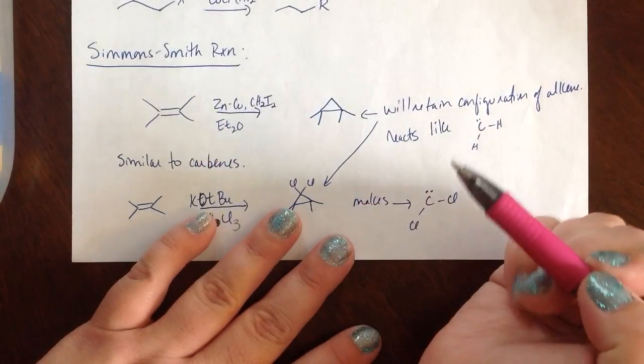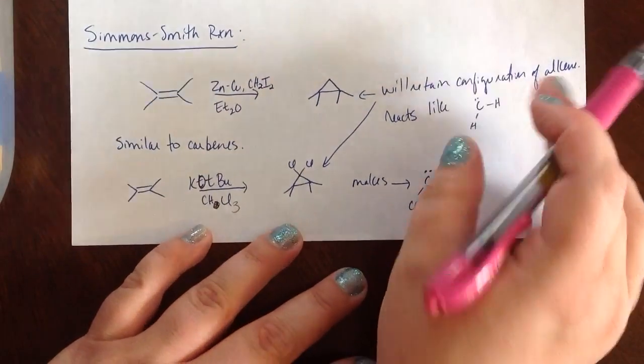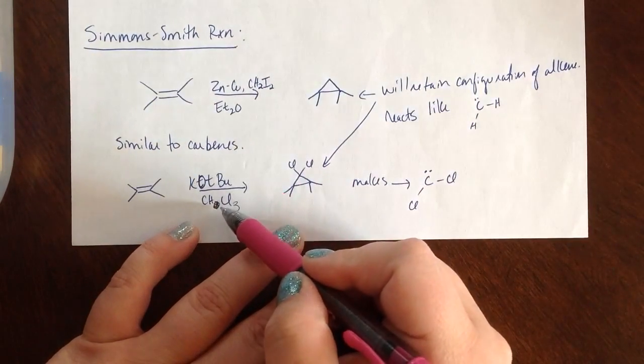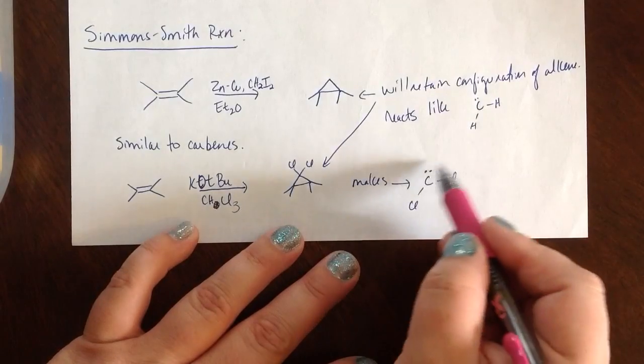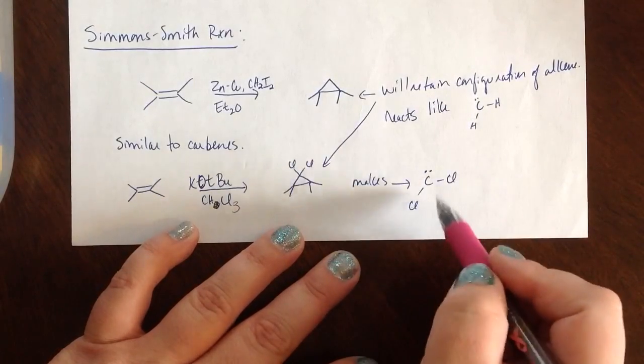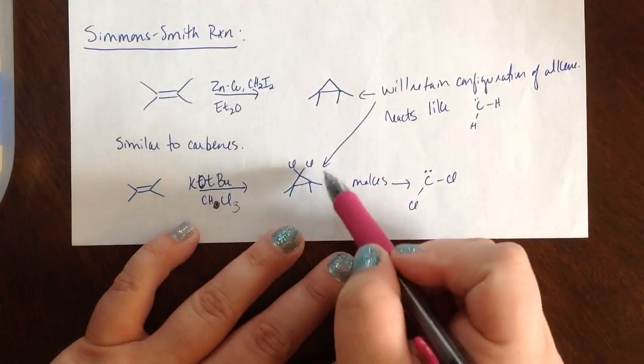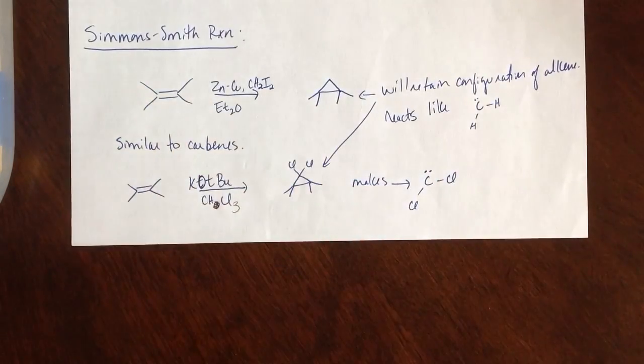a CH2 right there. In a very similar way, if you have a strong base with CHCl3, you can make this type of guy that will react with a double bond to give you that. Okay, nice simple reactions today.